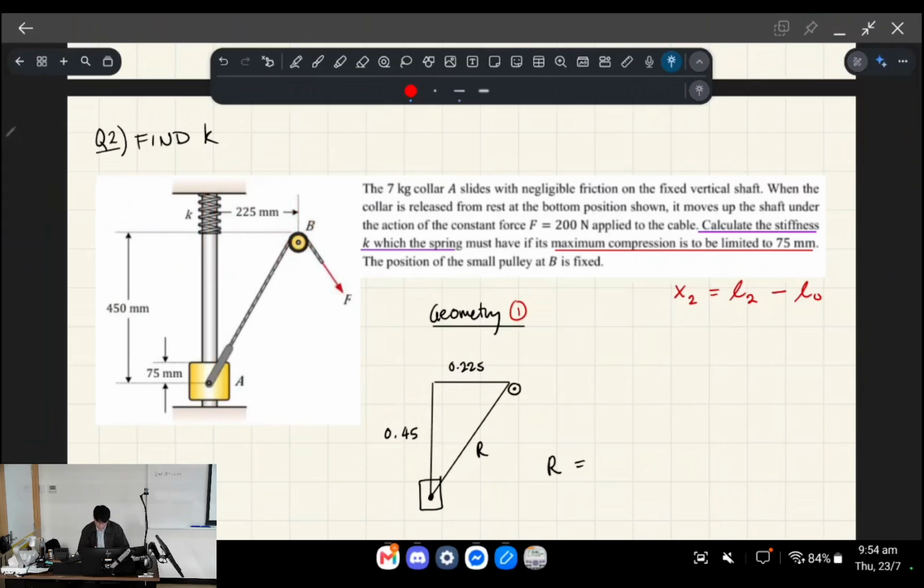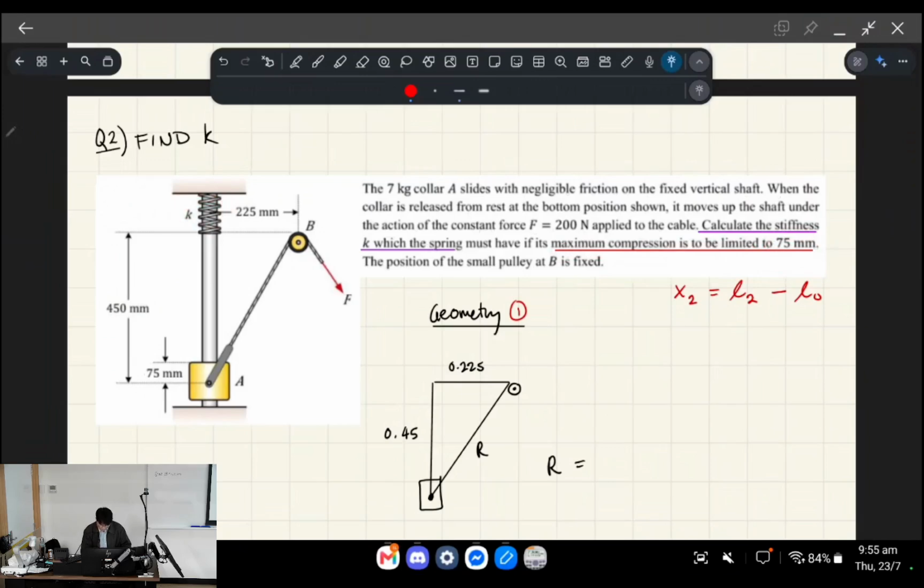Okay, so if we read the question, it says a 7 kilogram collar A slides with negligible friction on a fixed vertical shaft. When the collar is released from rest at the bottom position as shown, it moves up the shaft under the action of a constant force of 200 newtons applied to the cable. What we want to do is find the stiffness of this spring using conservation of energy basically. And an additional bit of information we're given is that the max compression in this spring is limited to 75 mil.